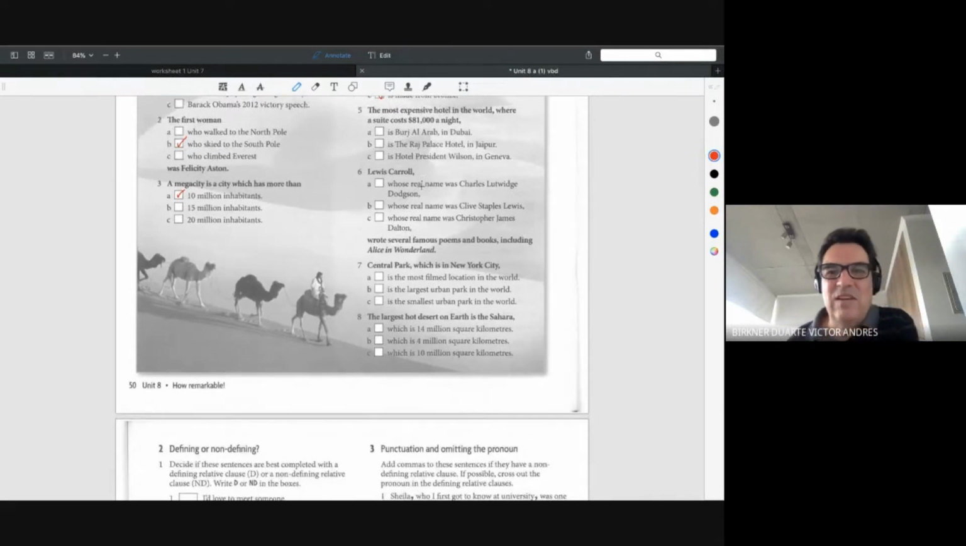All right. The most expensive hotel in the world where a suite costs 81,000 a night is Burj Al Arab in Dubai, is the Raj Palace Hotel in Jaipur, or is Hotel President Wilson in Geneva?